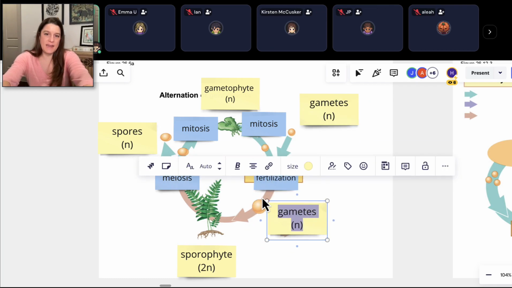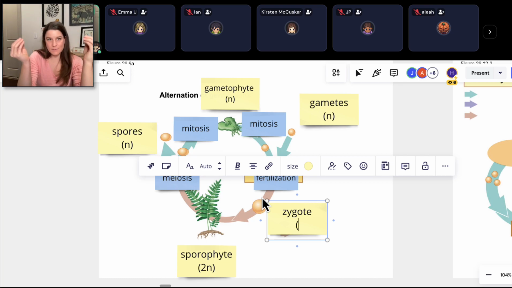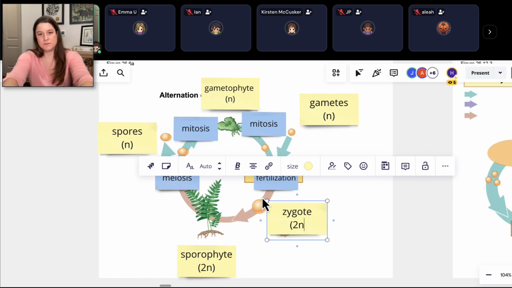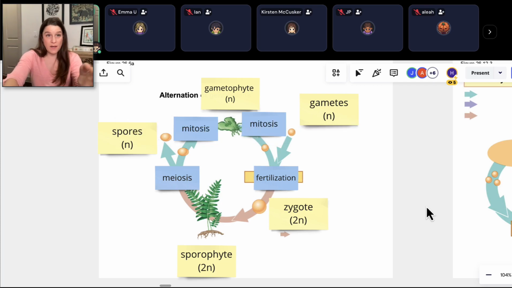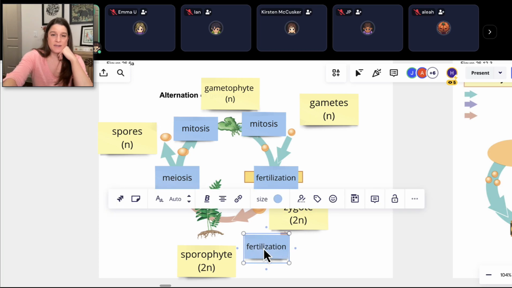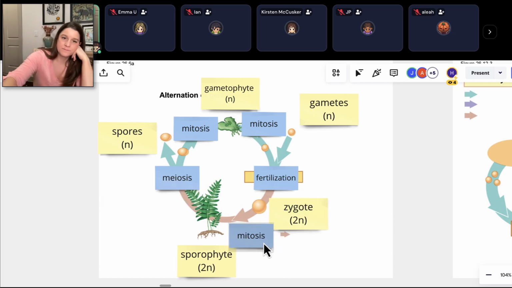Fertilization always makes a zygote. If you had two N gametes combining their DNA, N plus N is 2N. So the zygotes are always 2N. And then you'll notice the zygote is a single cell. It grows up into a sporophyte. And plants do have an embryo and everything. They don't do gastrulation the same way as animals, but they do have embryonic stages. So if we have our zygote growing up into a sporophyte, we have 2N to 2N, same ploidy, so mitosis. That's the plant life cycle.